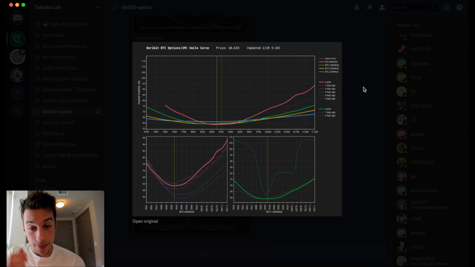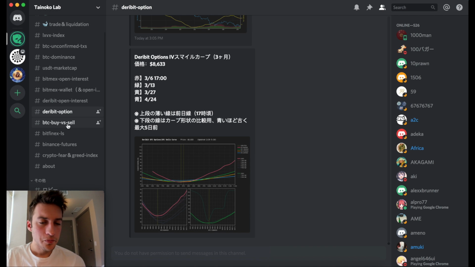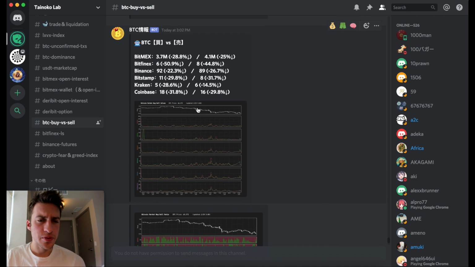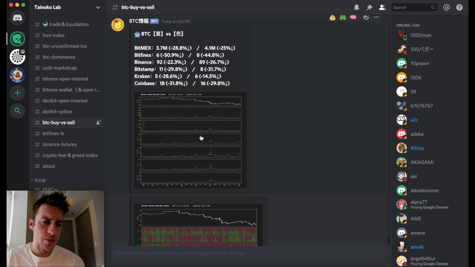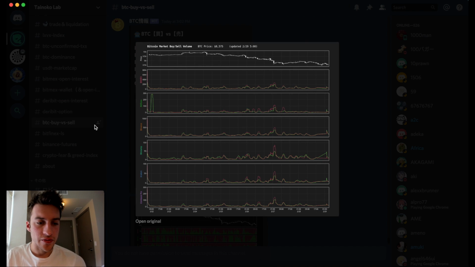Not even less Japanese here, but this is going to show us some options. BTC buy versus sell. This is probably the one that's going to be used by most people. That or Binance Futures, the data they have there. This is volume throughout the week. So this is market buy versus market sell volume throughout the week.